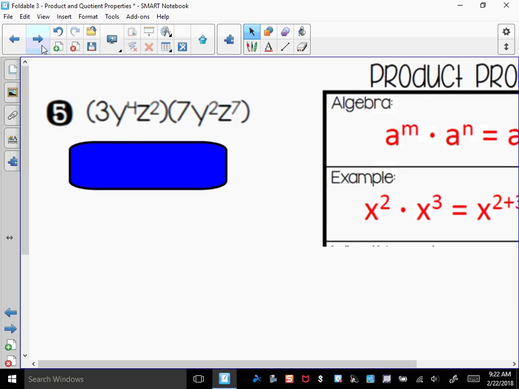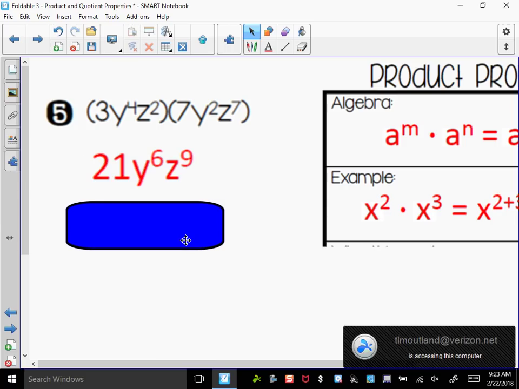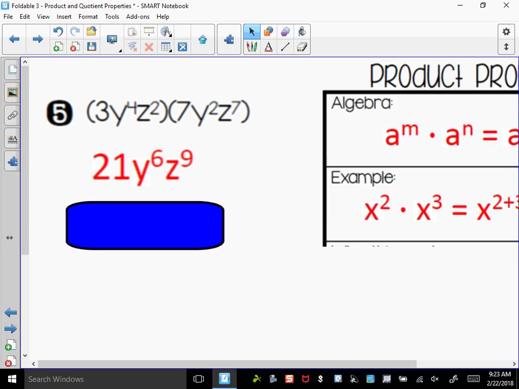All right, number 5. Again, we're still multiplying. So we have 3 times 7, which is going to give us 21. But notice this time we have y's and z's, so we can only add y's to y's and z's to z's. All right? 3 times 7 will obviously give us 21. When we add our y's, we get 6, and when we add our z's, we get 9.